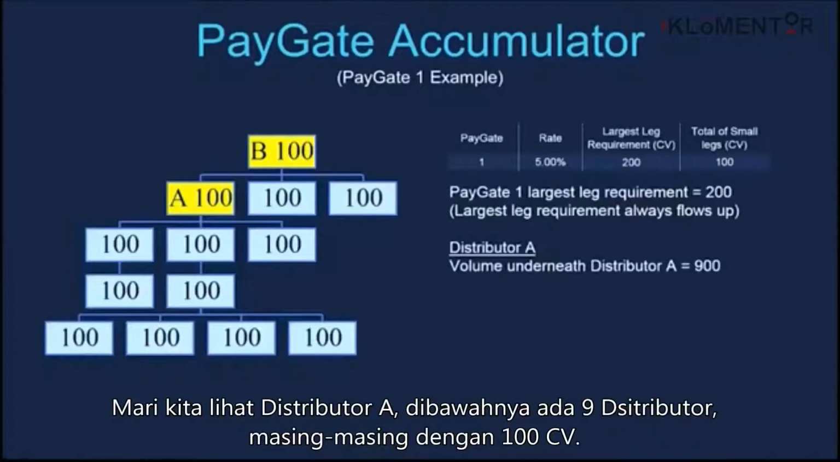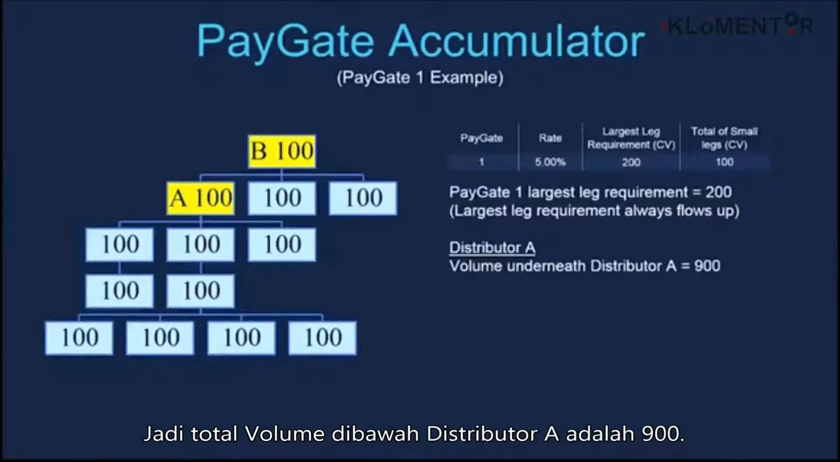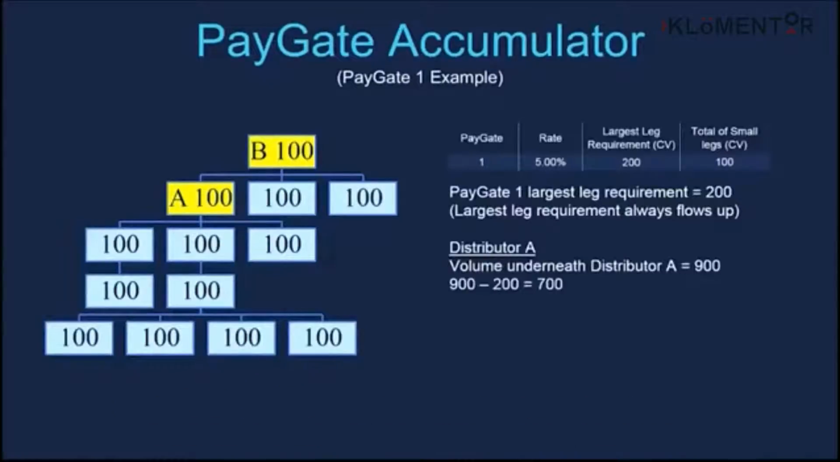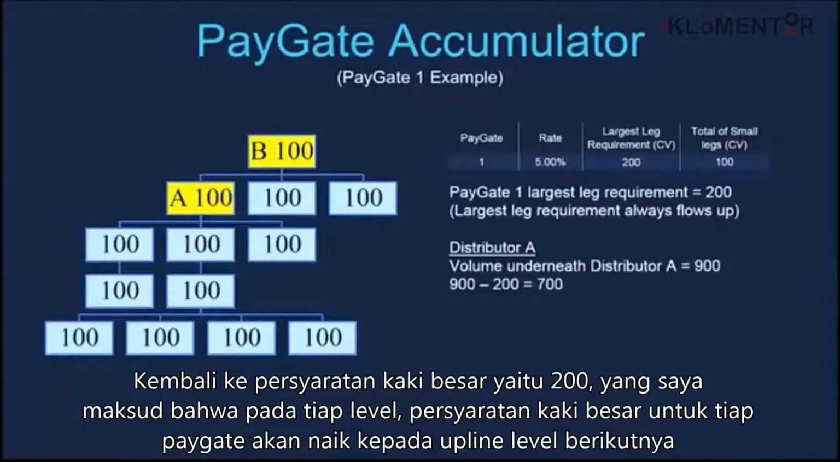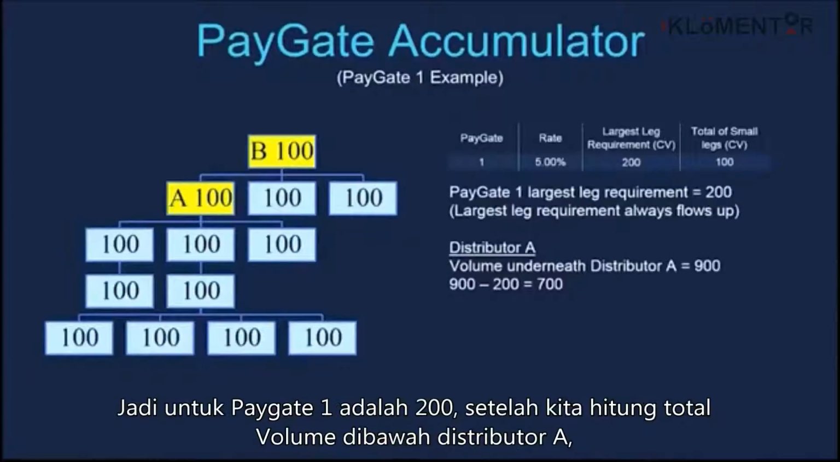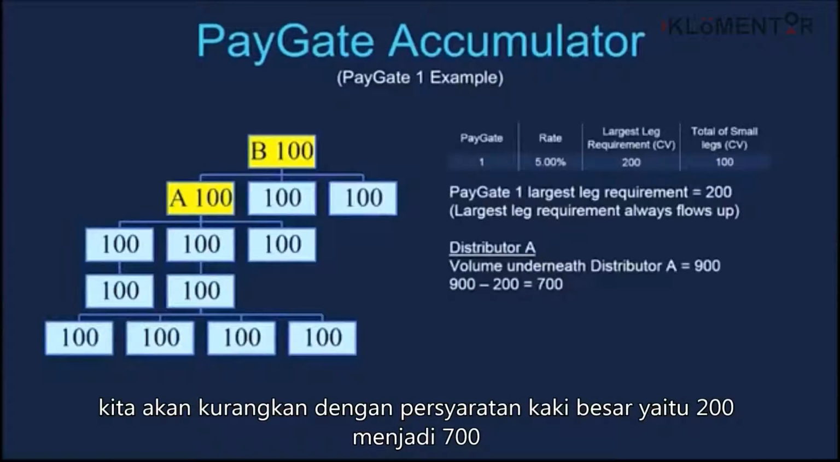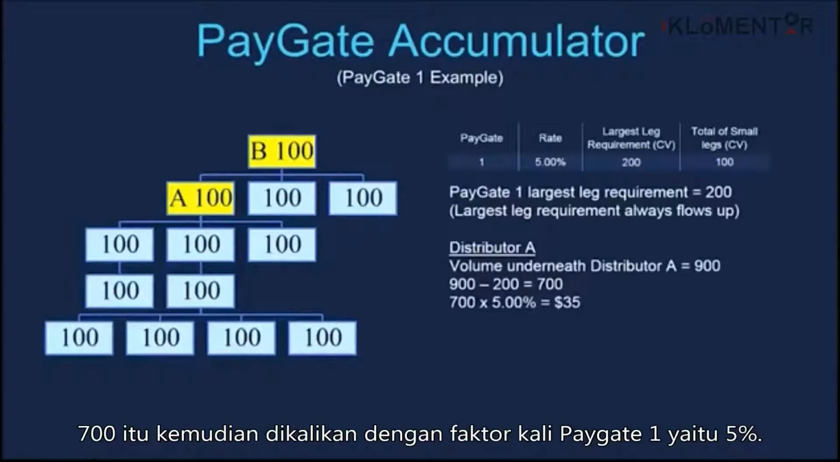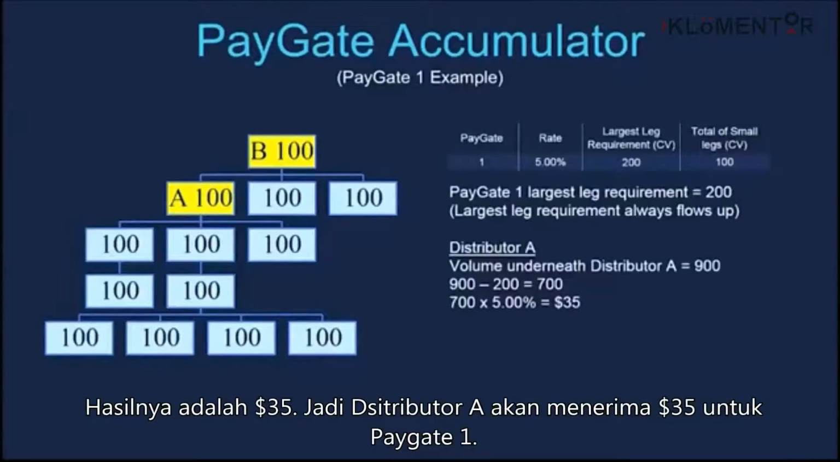So let's take a look at Distributor A. Underneath Distributor A, there are 9 distributors, each with 100 CV. So the total volume underneath Distributor A is 900. Now going back to the largest leg requirement of 200, at each level, the largest leg requirement for each Paygate must flow up to the next level. So for Paygate 1, it's 200, and we take the total volume underneath Distributor A and subtract the largest leg requirement of 200 to give us 700. It's that 700 that is then multiplied by the Paygate 1 rate percentage of 5%, and that gives us $35. So Distributor A would earn $35 on Paygate 1.